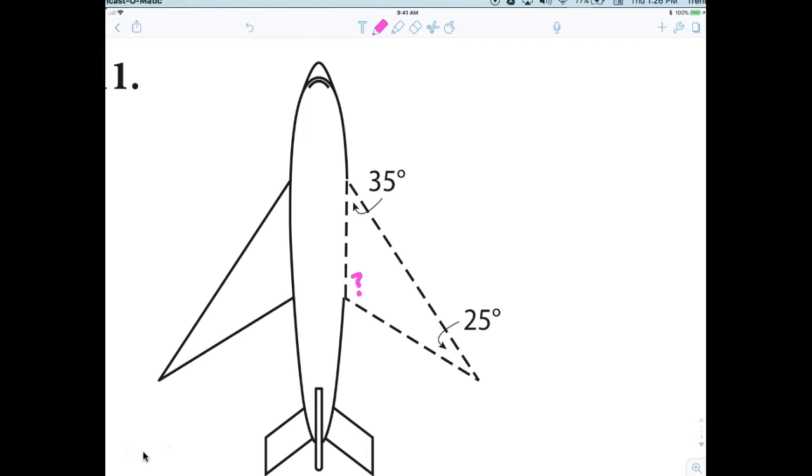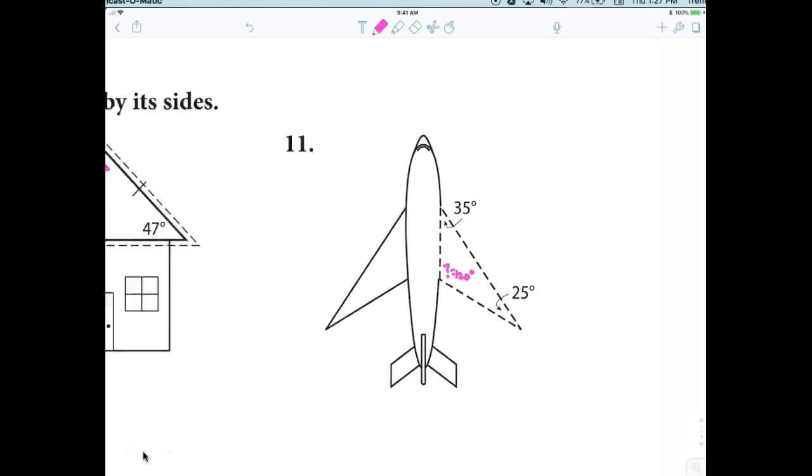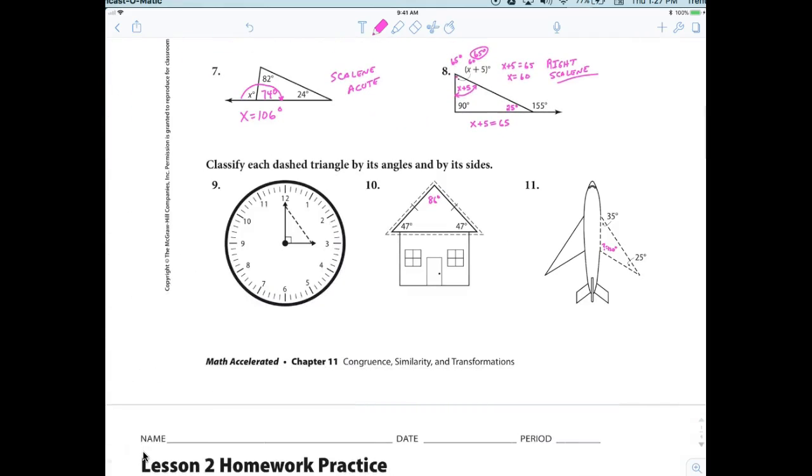It's 120. Anybody else get 120? Yeah. Thank you. 120. Yeah, I got 120. All right, so now let's classify it. It is considered scalene and obtuse. Everybody okay with that? Yes. Scalene and obtuse.